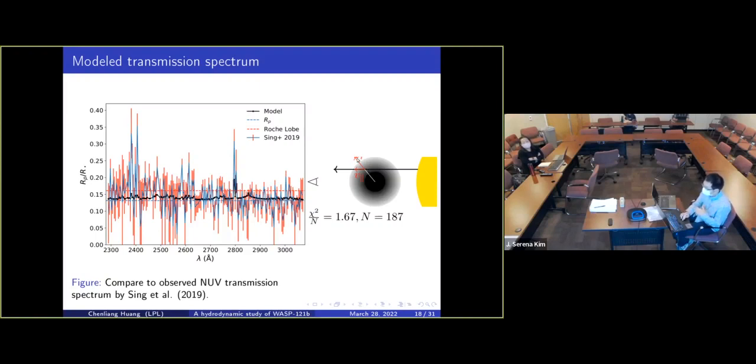When the atmosphere outflows, it can have a line-of-sight component, which can broaden the line. We also include the spin of the planet. We consider it tidally locked, so it has the same rate as the orbital period, and it also has a broadening effect. Even including these two broadening effects, it's still too narrow compared to the observation.